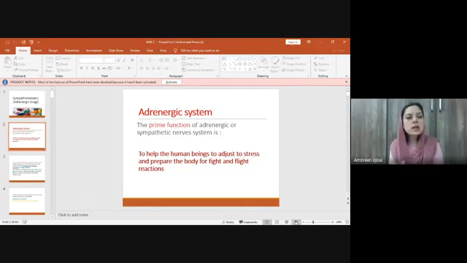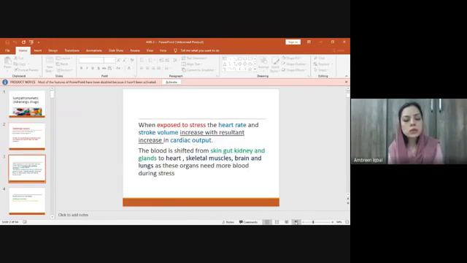First of all, what is the adrenergic system? The prime function of the adrenergic or sympathetic system is to help human beings adjust to stress and prepare the body for fight and flight reactions. When you or any other person is exposed to stress, the heart rate and stroke volume increase, and a resultant increase in cardiac output occurs. The blood is shifted from the skin, gut, kidney, and glands to the heart, skeletal muscles, brain, and lungs, as these organs need more oxygen during stress.